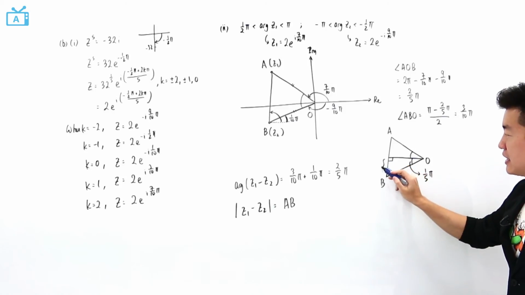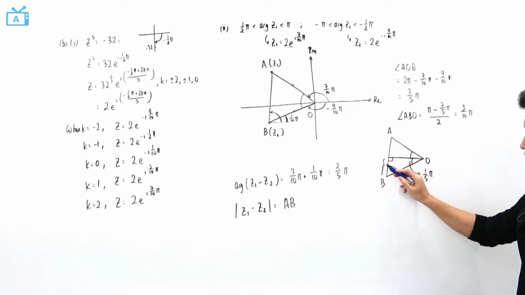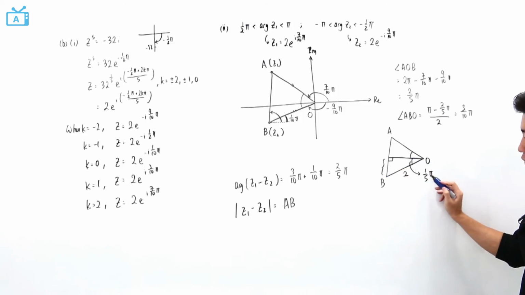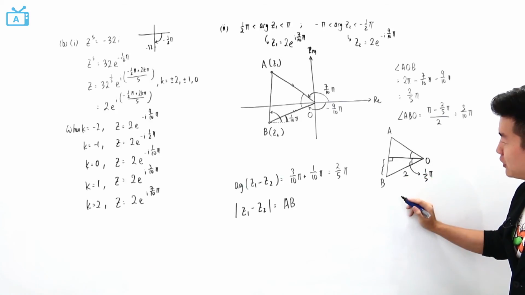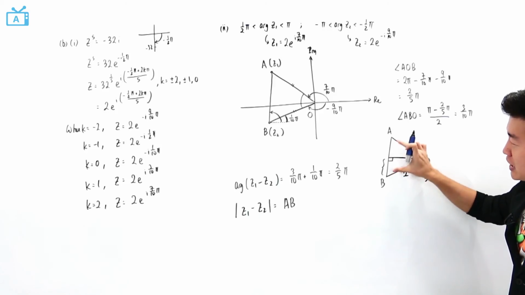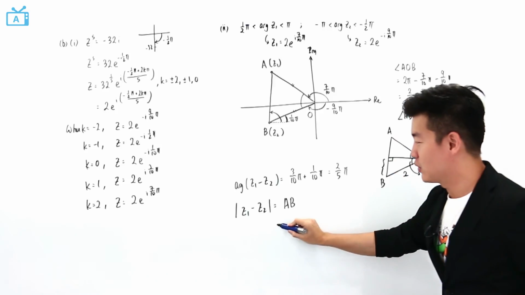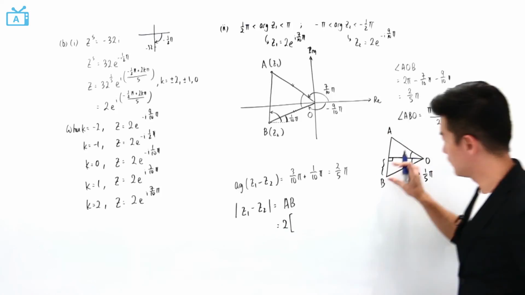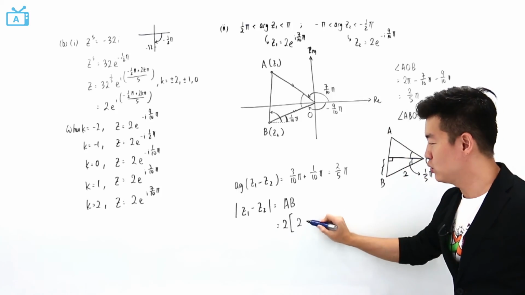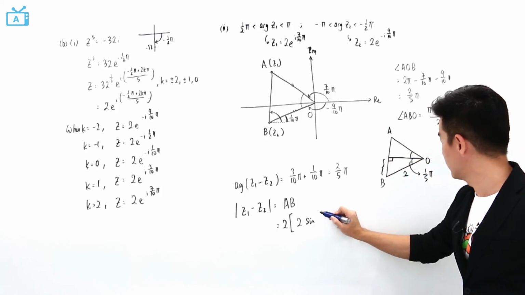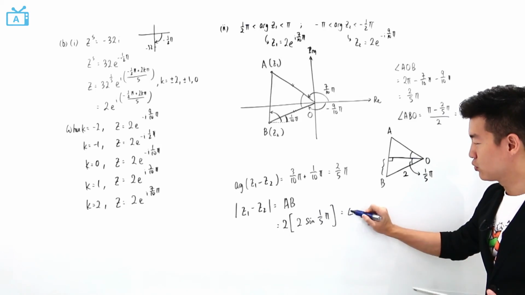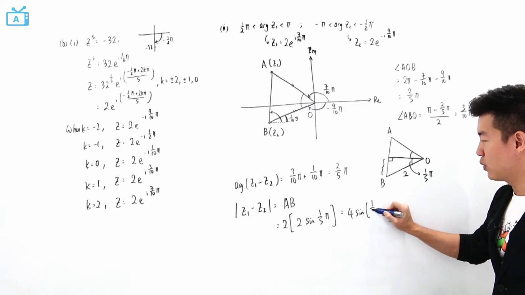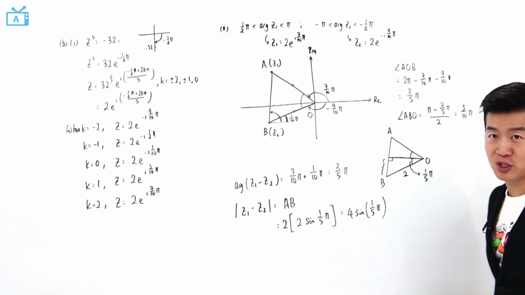That means we can find this length. To find this length, it is 2 sine 1 over 5 pi, by making use of the magic triangle that we have been talking about so much in our topical outline. So AB is just going to be 2 times this distance, which is 2 times sine of 1 over 5 pi. So this is equal to 4 sine of 1 over 5 pi, and this is what the question wants us to show.